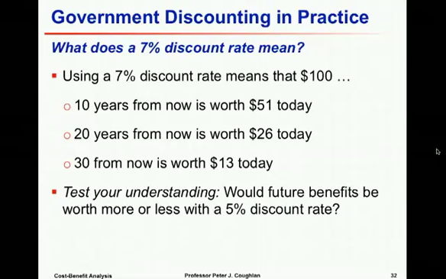Well, the answer, of course, is that the future benefits would be worth more at a 5% discount rate, because the lower the discount rate, the more important the future is. The higher your value in the future, the less you're discounting the future, right? And therefore, benefits in the future become worth more. Right? So if we did 5%, the $100 10 years from now would be worth more than $51 today.